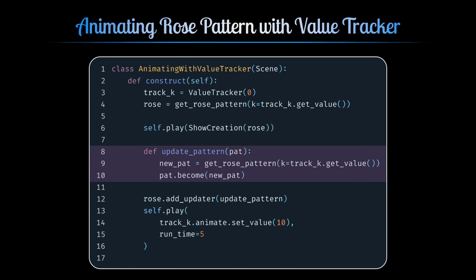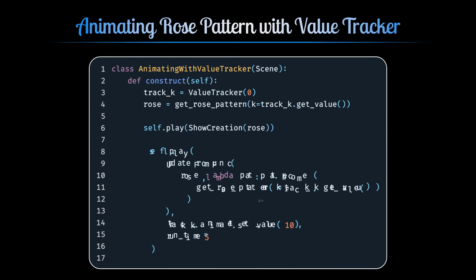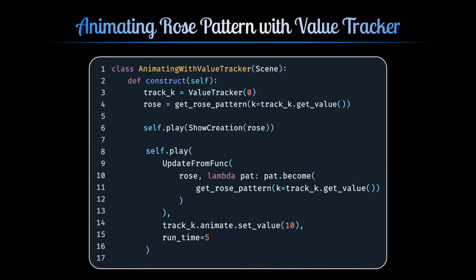Everything is similar. The only thing that changes is how we are using a tracker to track the changes in the k value. Besides that, there is one more way to implement it without explicitly defining the update function, which is by using the updateFrom function. The functionality of the updateFrom function is similar to f_always.